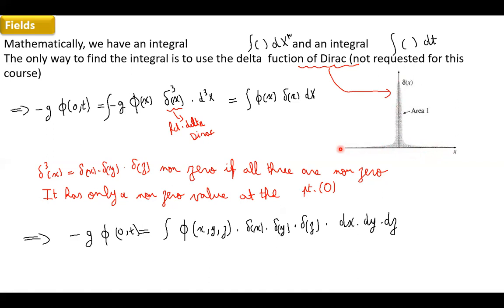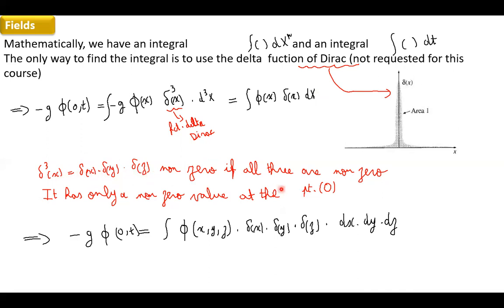Don't be afraid of the equation. It's a simple equation. Just remember it is a function that is 0 for all space-time, except for x equals 0, where it has a large value. So in this case, minus g phi of 0, t is the integral of minus g phi of x times delta 3 of x d3x. Or you can write it in one dimension, the integral of phi of x delta of x dx, because delta 3 of x is delta x, delta y, delta z.